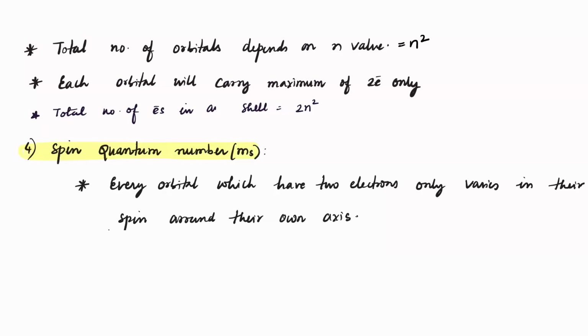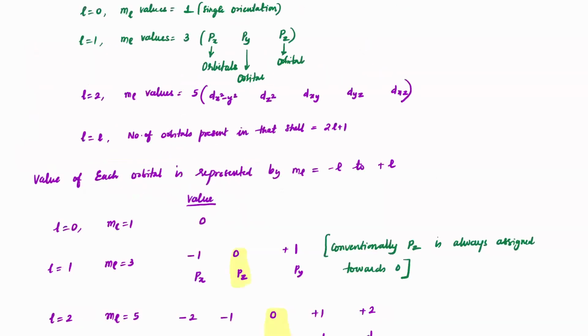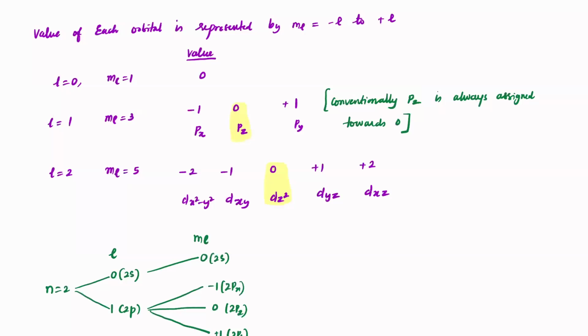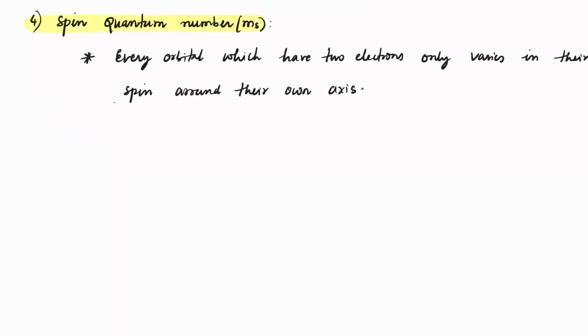Last class we discussed the quantum numbers that include the principal quantum number, azimuthal quantum number, and magnetic quantum number. I told you that these three have been derived from Schrodinger's wave equation. Let us discuss one more quantum number, which is known as the spin quantum number.